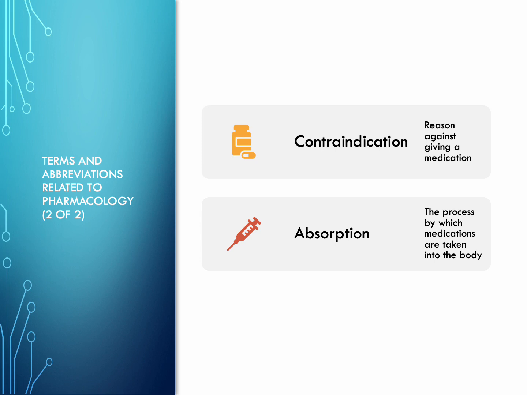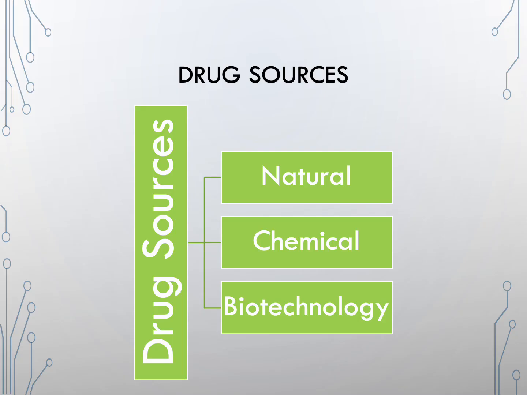So next, we're going to take some time to discuss the various drug sources. Now, a drug source is where the drug originates, and there are three major drug sources that we're going to cover in this lecture, and they include natural, chemical, and biotechnology. So, as mentioned previously, drugs today come from three main sources: natural, chemical, and biotechnology. We're going to talk about each of these in a bit more detail.